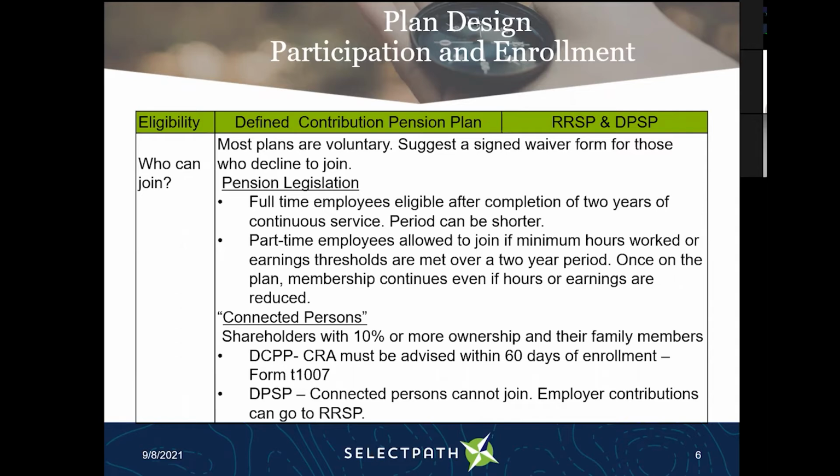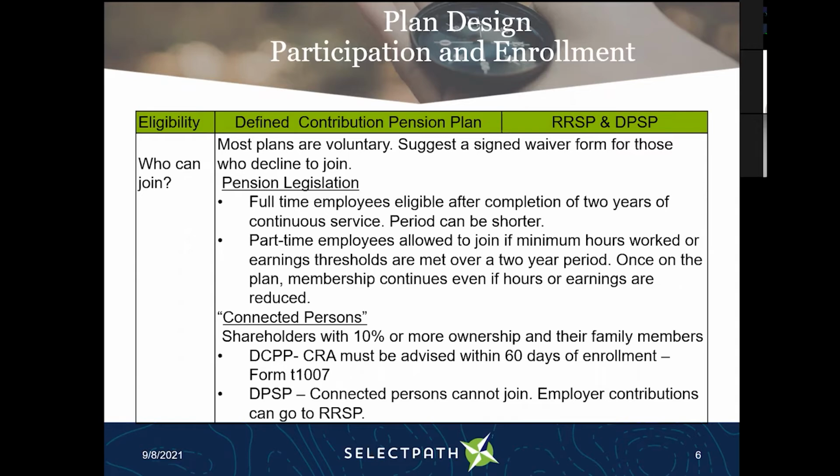Another consideration is connected persons. A connected person is a shareholder or a family member of a shareholder in a business. So if the person owns 10% or more in the business, they're considered a connected person. So with a defined contribution pension plan, CRA must be advised within 60 days of that person joining the plan. And this is done through a CRA form T10007.